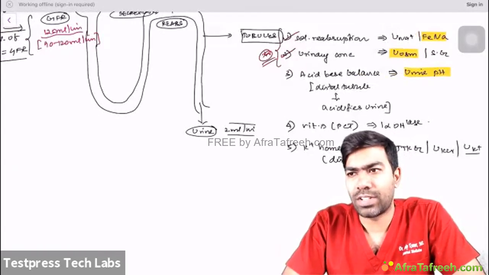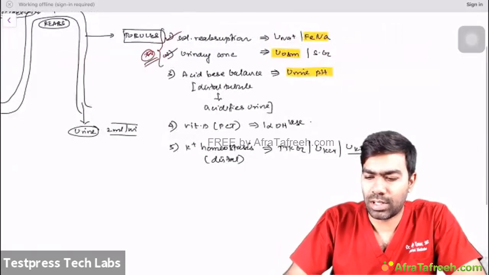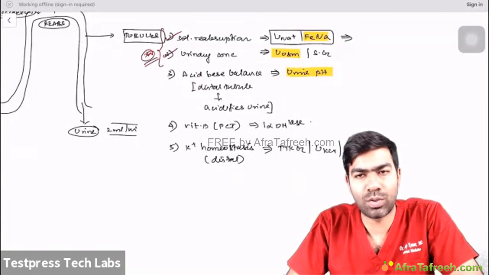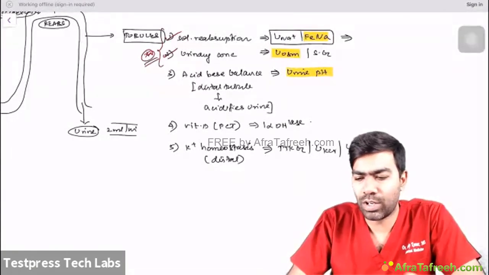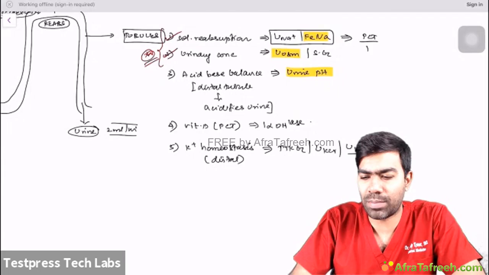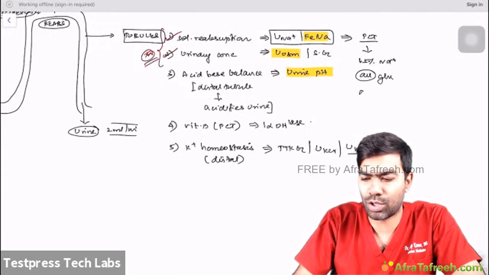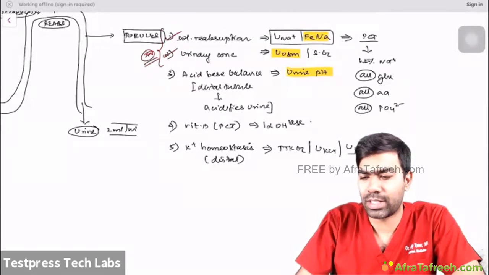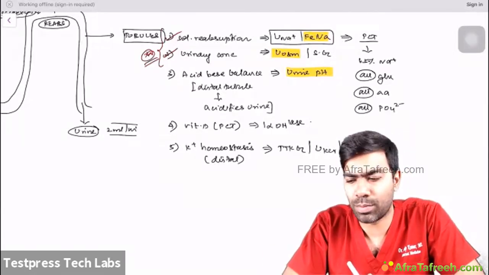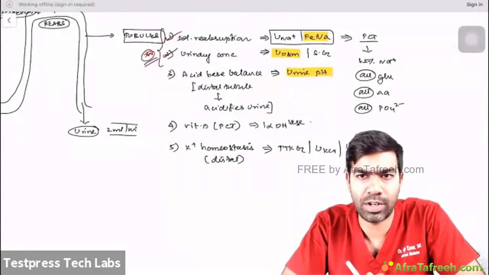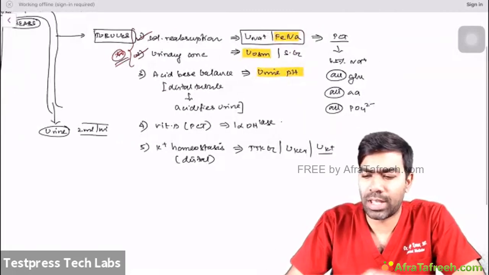As far as the tubules are concerned, even though we test solute reabsorption by the urinary sodium and fractional excretion of sodium, you need to know one fact: the PCT is the one that absorbs all the solutes maximally. For example, 65% of sodium, almost all glucose, almost all amino acids, almost all phosphorus is absorbed by the proximal convoluted tubule only. And in fact, a lot of water, around 90% of the water, is also absorbed by the proximal convoluted tubule only.